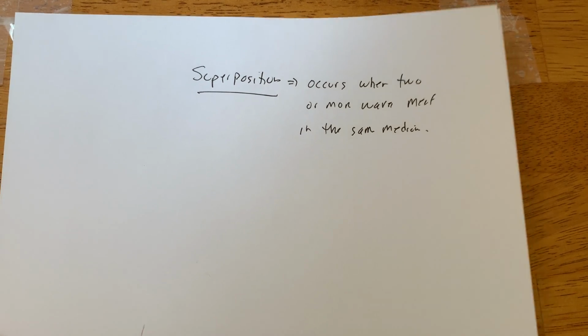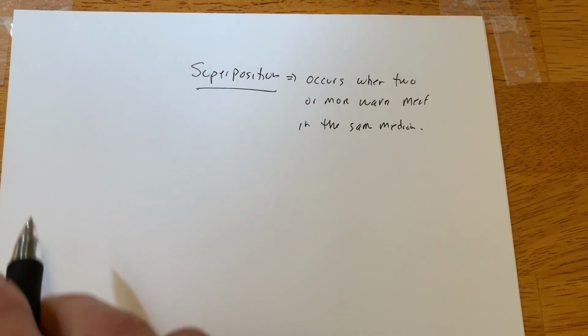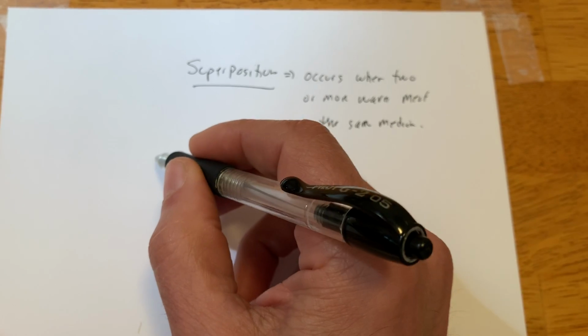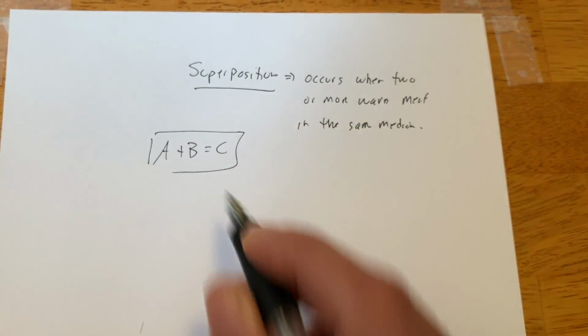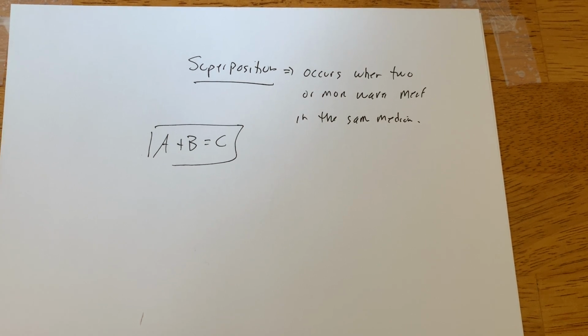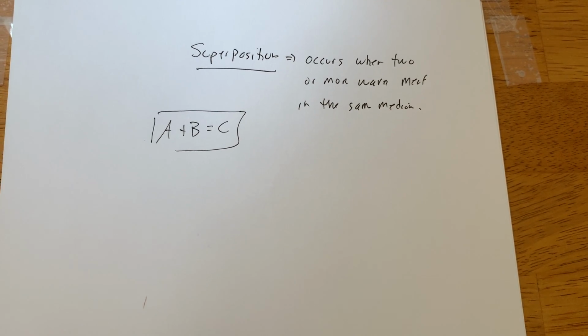All right, so superposition, right? What is it? Well, I'm going to take some liberties here. Let's just look at this equation. A plus B equals C. It's not exactly what happens, but it's a pretty good way to start. Okay, so let's take a look.